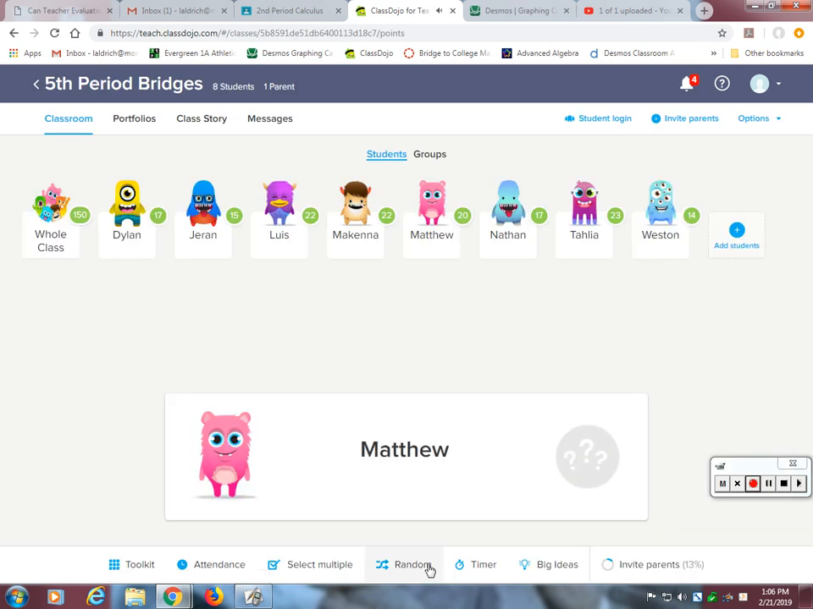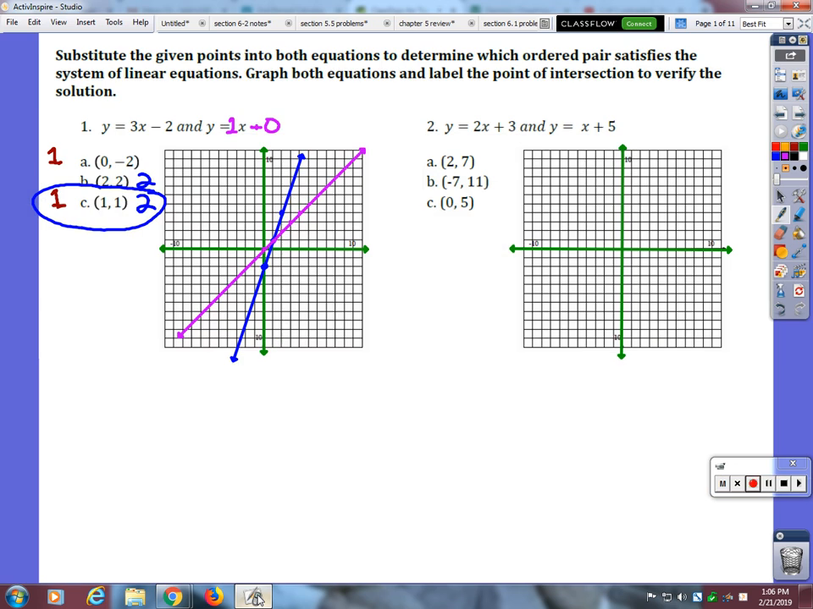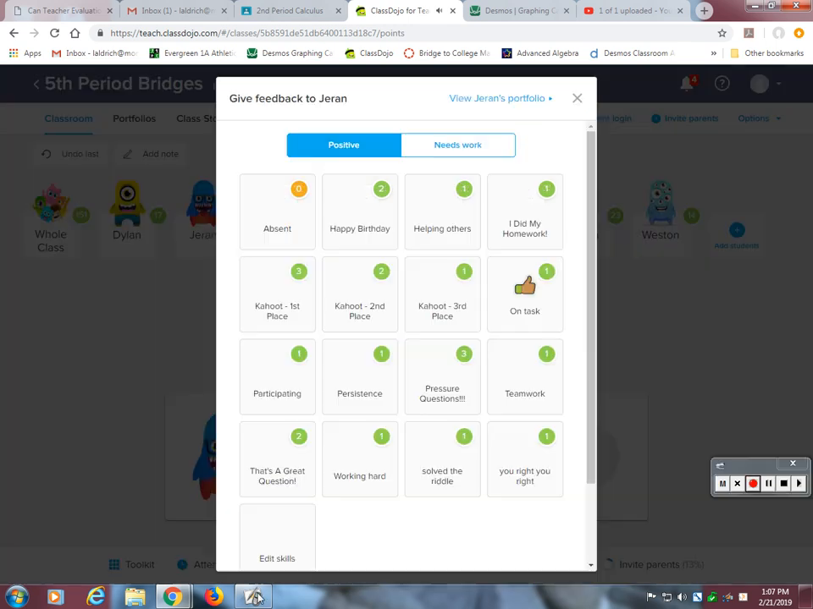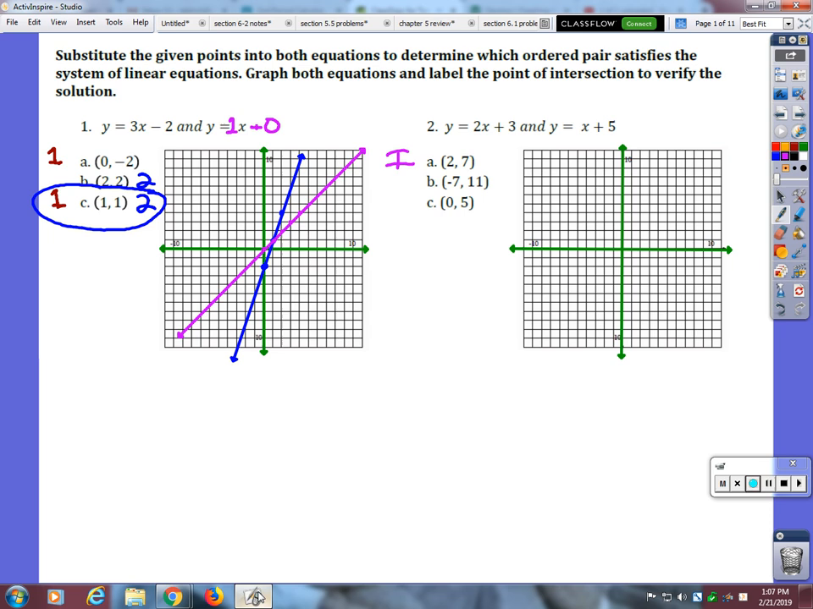Okay. So, Matthew, does the point 2, 7 work for that first equation? If you plug in 2 for x, you get... Yeah, okay. All right, that works. Okay, everybody see that? Plug in 2, 2 times 2 is 4, plus 3 is 7. Alrighty, how about, does the next point work? Negative 7, 11. Nope. Negative 7 times 2 is negative 14 plus 3 is negative 11, but not positive 11. Thank you for playing.